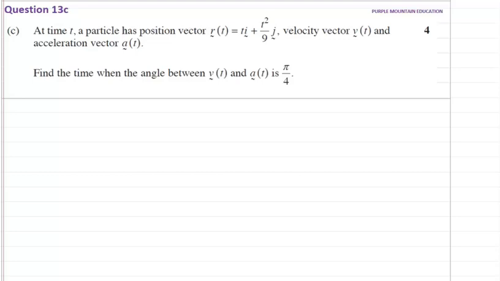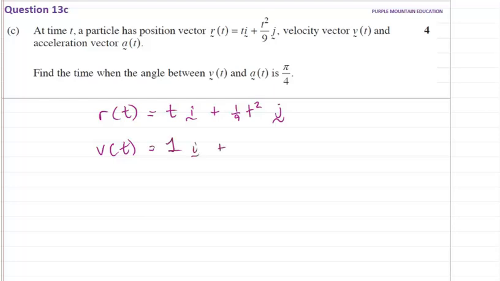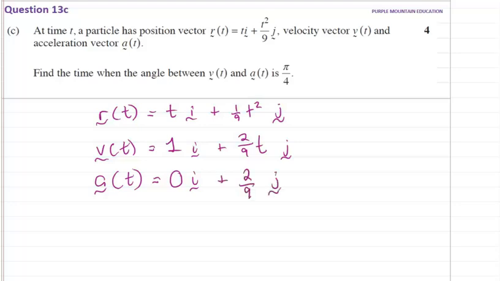All right, so given that r of t equals t i plus 1/9 of t squared j, I'm going to differentiate once to get the velocity vector. So that's 1 i plus 2/9 t j. I'm going to differentiate again to get the acceleration vector. Note that they're vectors, so I'm not going to get any i, I'm going to get 2/9 for j.